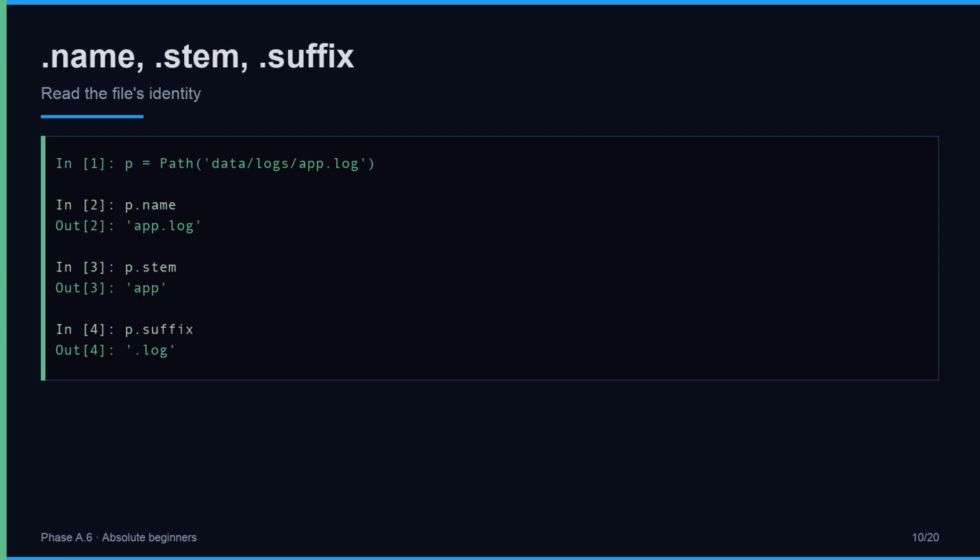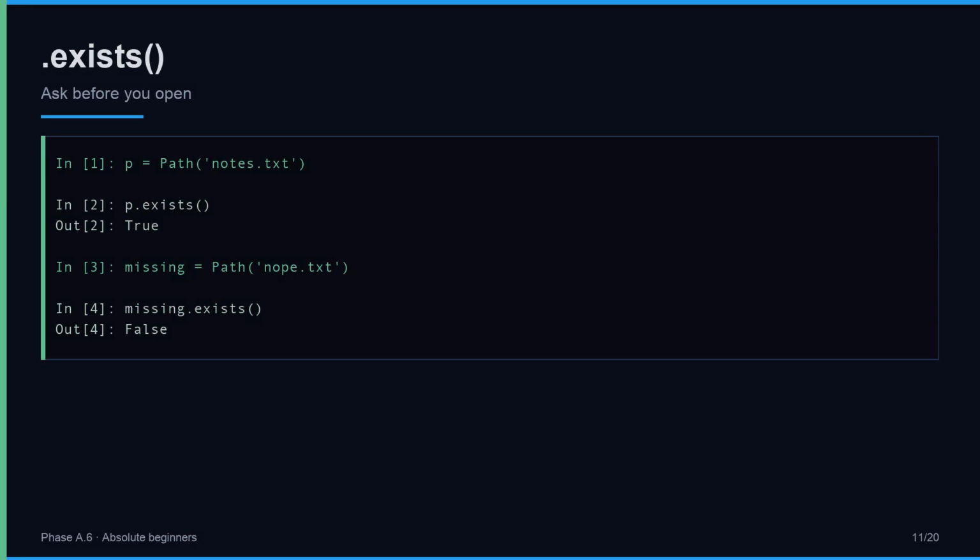Name gives you the file name with its extension, app.log. Stem gives you the name without the extension, just app. Suffix gives you the extension, .log. These 3 properties let you inspect any file without parsing strings yourself. Want all .log files? Check the suffix. Want a clean name for a report? Use the stem. Pathlib does the parsing for you, correctly, every time. Read the name.